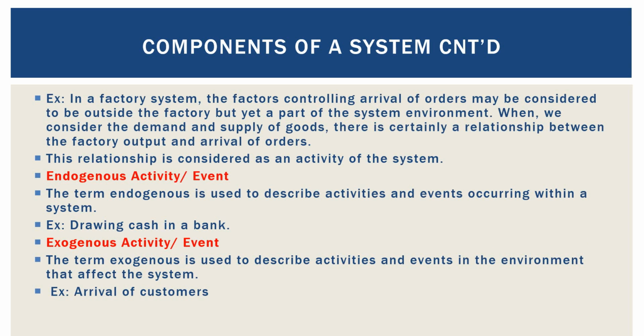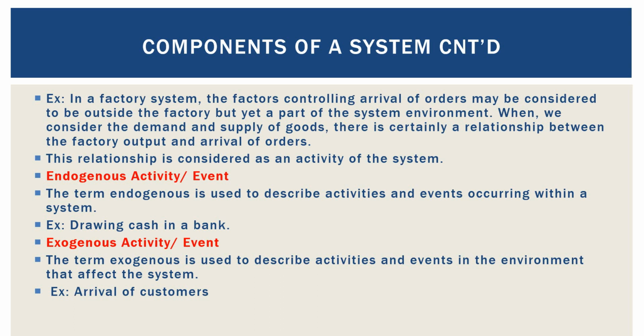So we are giving here an example of the factory system. The factors controlling arrival of orders may be considered to be outside the factory, but yet part of the same environment. Just as in the example I gave, if a particular department only takes orders from its particular province, that province becomes the system environment.